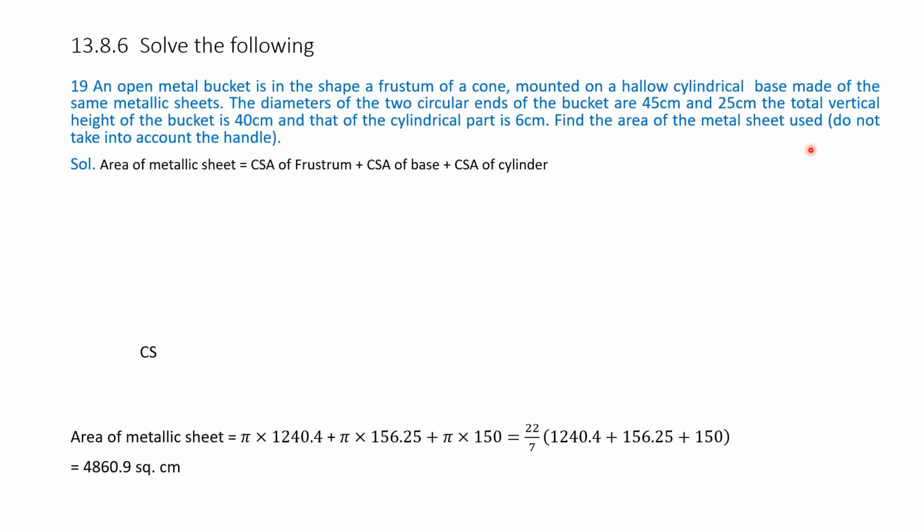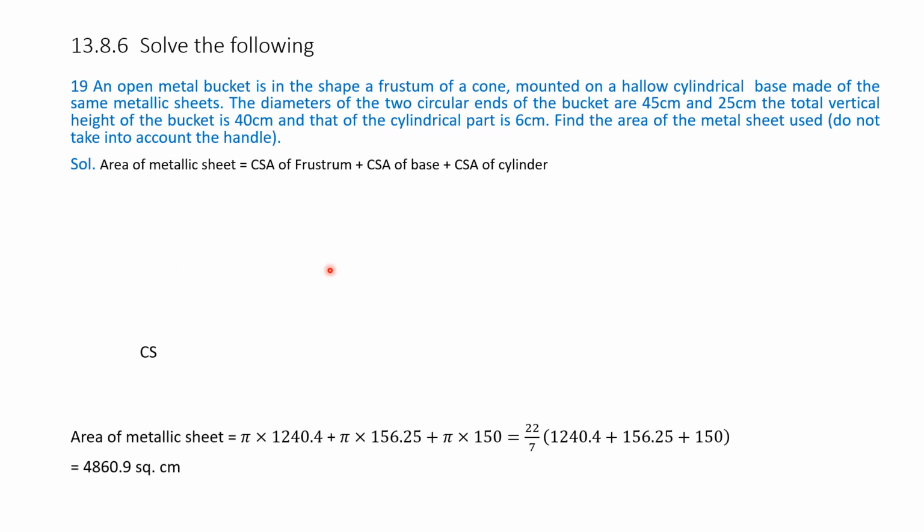First, let us consider the frustum, that has a bigger diameter and a smaller diameter. Height is given as 40 centimeters minus 6. The 6 of the cylindrical part we have to remove. Therefore, h is equal to 34. And diameter d1 is given as 45. Therefore, r1 is 45 by 2, equal to 22.5. d2 is also given as 25. Therefore, r2 is 25 by 2, that is equal to 12.5.